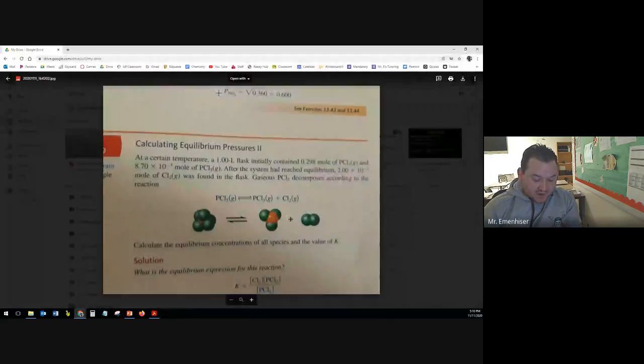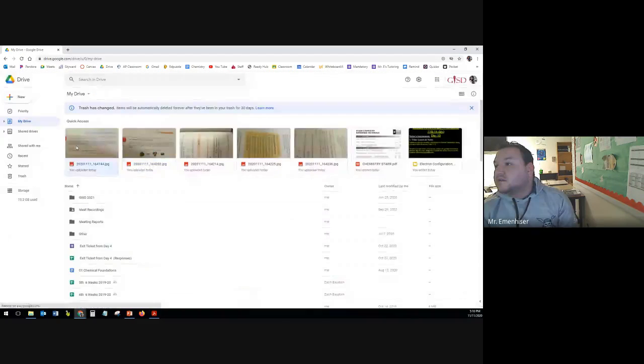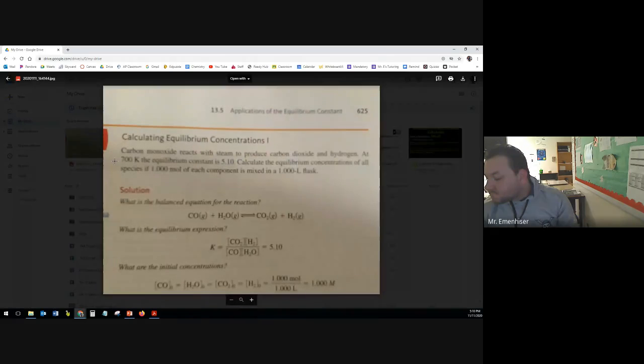So let's try that. This is 13.10. Let's find it. Okay, here it is. Carbon monoxide reacts with water or steam to produce carbon dioxide and hydrogen. So that's the reaction there. Notice that they're not giving us the balanced equation. I'm writing the balanced equation, and there it is right here. But notice that they don't give that to us.